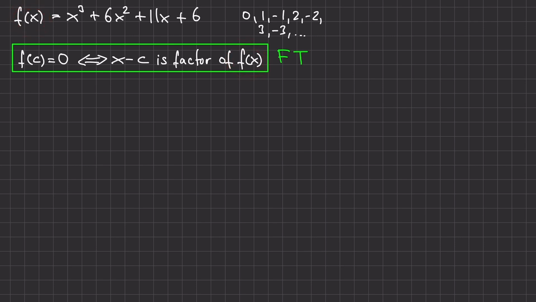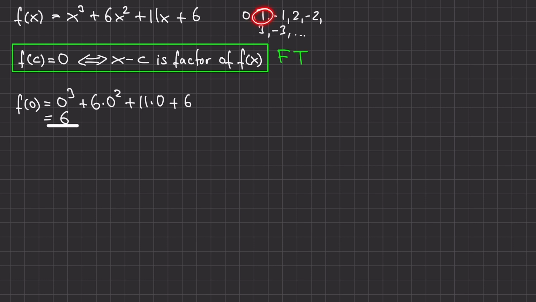Let's start with plugging in 0. F of 0 equals 0 cubed plus 6 times 0 squared plus 11 times 0 plus 6. 0 cubed is 0, 0 squared is 0, times 6 is 0, and 11 times 0 is 0. So what's left over is 6.